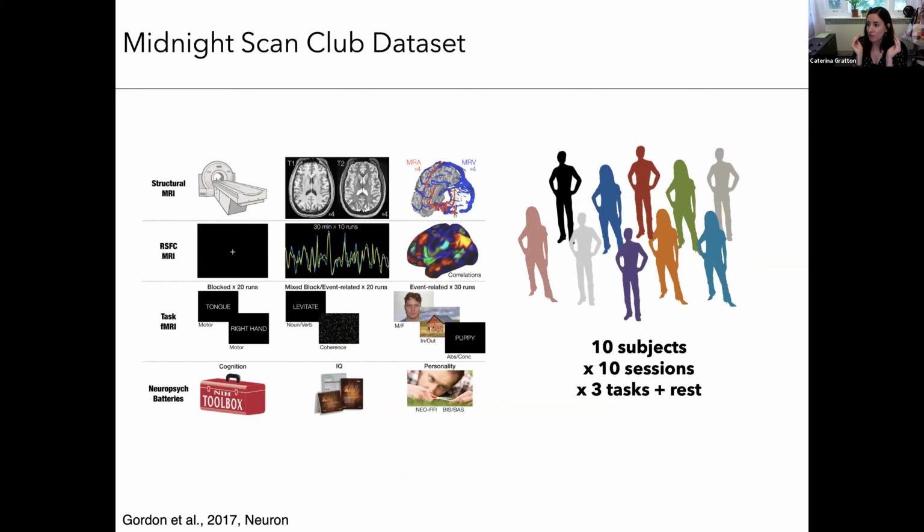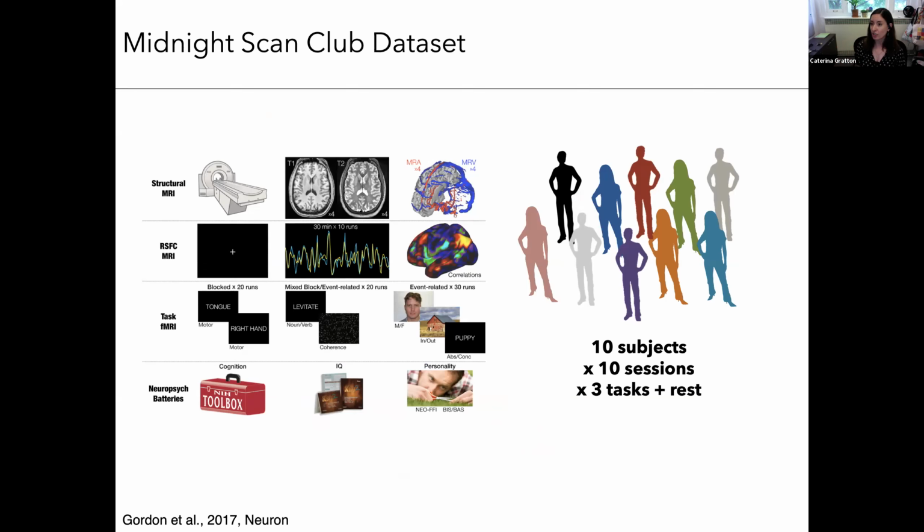Okay, so as I said, one data set we've used a lot in my lab was the Midnight Scan Club data set. This was collected at WashU just as I was arriving there for my postdoc. It was inspired by Russ Poldrack's data set, but instead of having data from just one person, they said, let's have a few more. So they had 10 people, and each of these 10 people completed 10 functional MRI sessions. They also have a couple of extra structural MRI sessions with different measures.